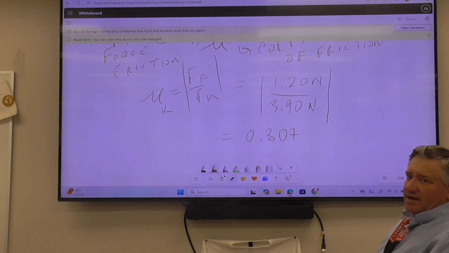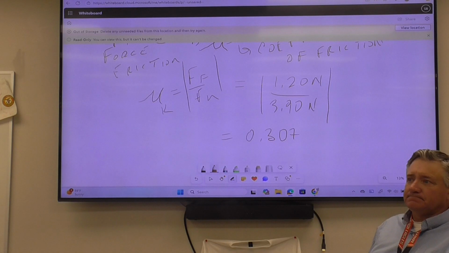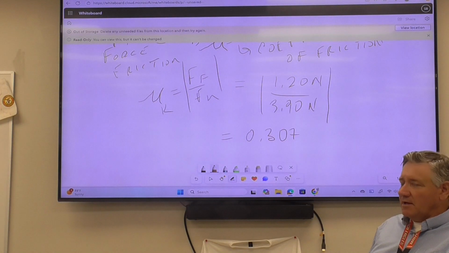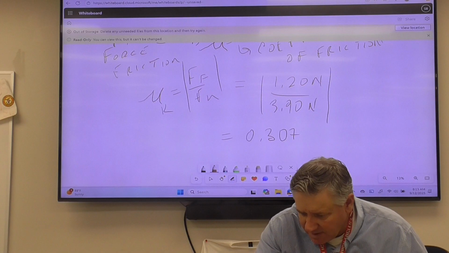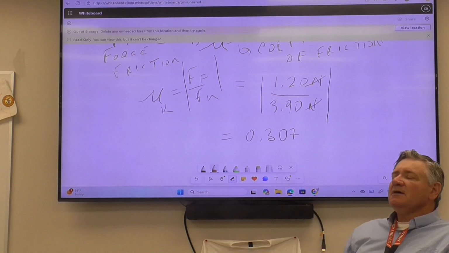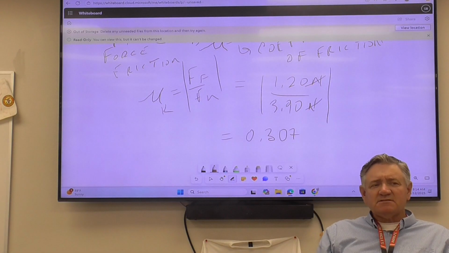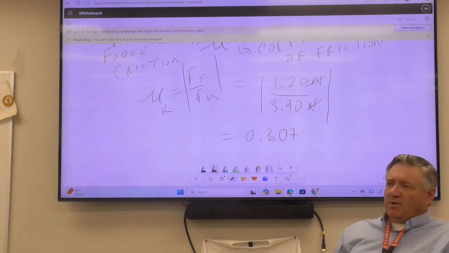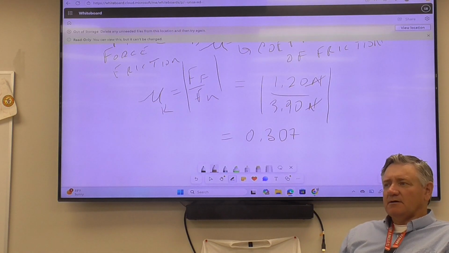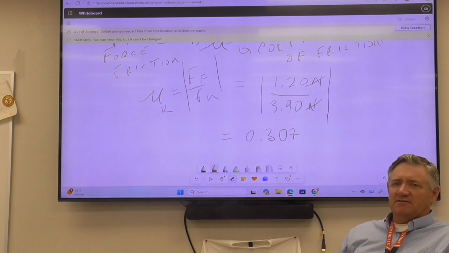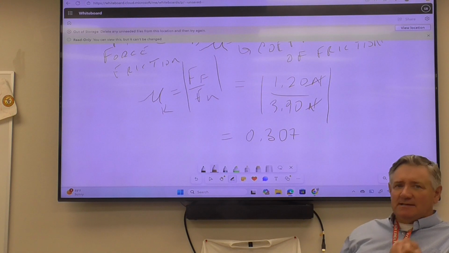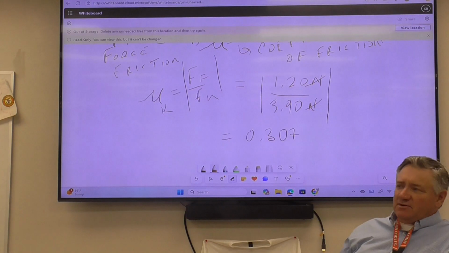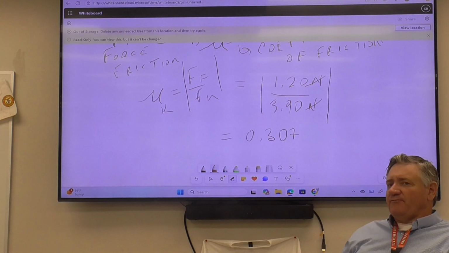What units does this have? Point nothing. Good. It has no units. Why? Newton divided by Newton. Yeah, it's just newtons divided by newtons. Now, since you don't have any units, do you think this is a vector quantity or a scalar quantity? Scalar. Absolutely scalar, okay? This is why it doesn't make any sense to make it negative, because it's a scalar quantity. It's just a ratio of forces.